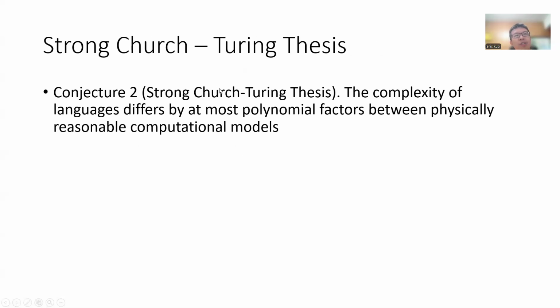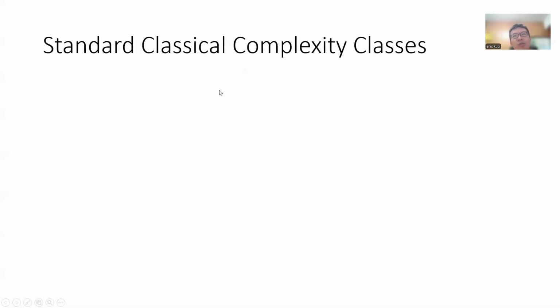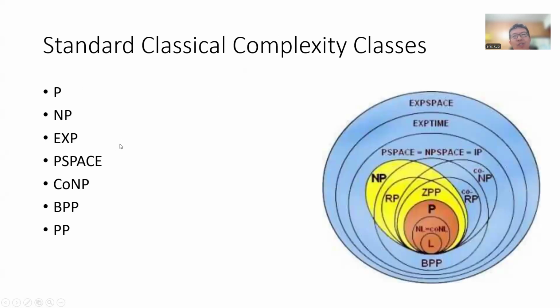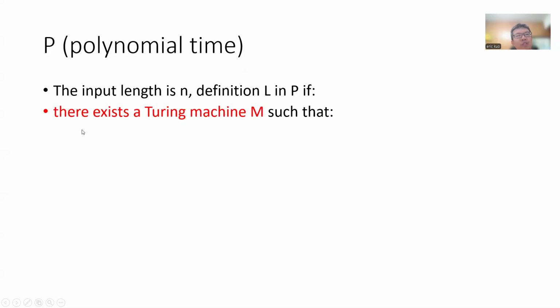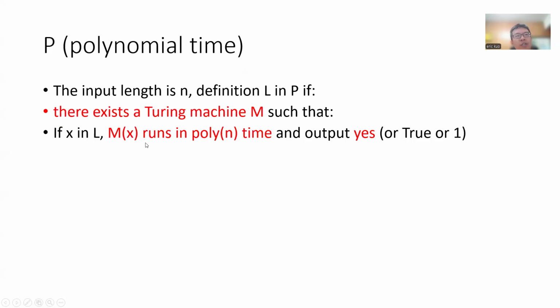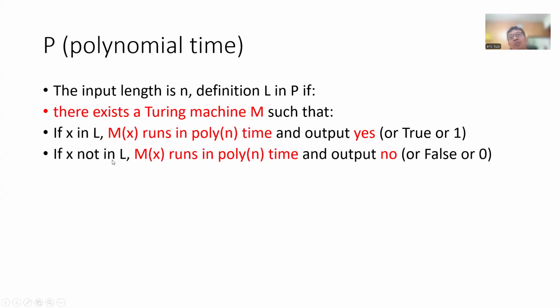Inspired by all of this, we can define a large number of complexity classes like P, EXP, PSPACE, and so on. Polynomial time: let's say the input length is n. Definition: L is in P if there is a classical Turing machine M such that if x is in L, then M of x will run in polynomial time and output yes. This means the problem is decidable in polynomial time. If the answer is yes, you say yes, but spend only polynomial time. If x is not in L, meaning the answer should be no, then M of x will run in polynomial time and output no.